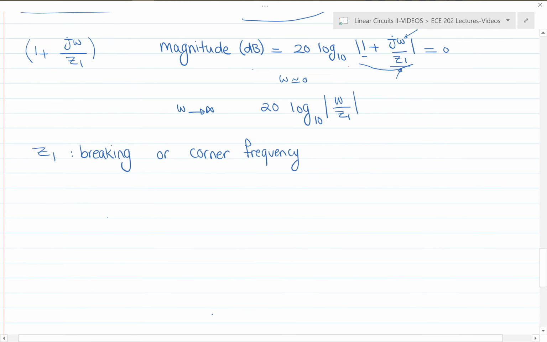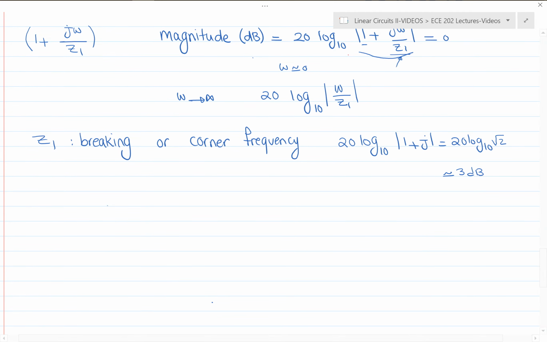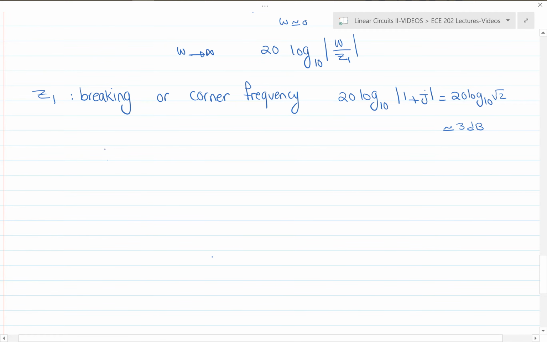In this example, it is 20 log base 10 of 1 plus j, which is 20 log base 10 of the square root of 2, and this is approximately equal to 3 decibels. Okay, so now let's go ahead and draw this Bode plot as we have here, with the values that I already found.